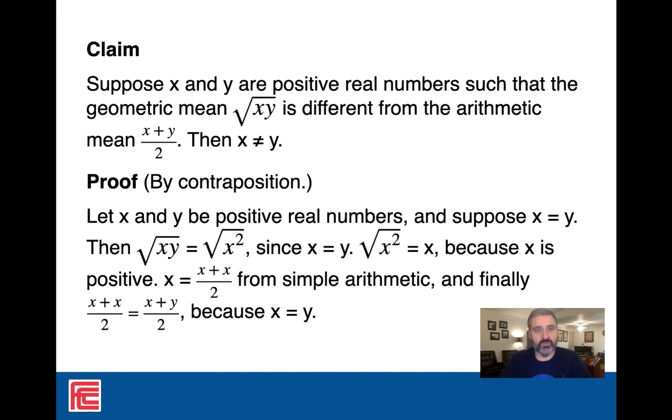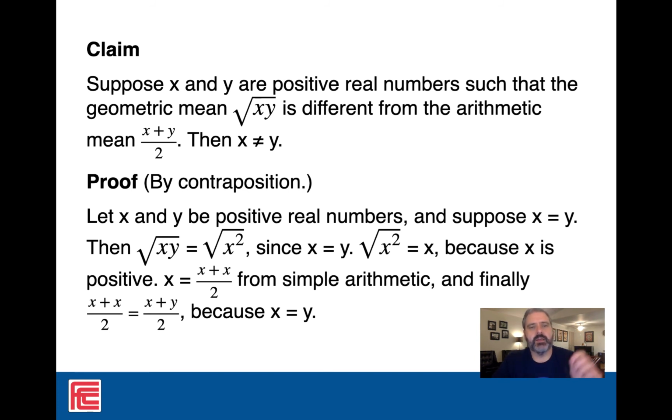I'm going to assume x does equal y, and then I'm going to try to prove that if x equals y, then the arithmetic mean and the geometric mean are the same, right? Not that they're different. So if these two things are different, that implies x is not equal to y. So what I'm going to do is flip it and say x is equal to y, and I'm going to prove that these two things are the same. All right? So if that's the case, let x and y be positive real numbers. The domain is still the same. And suppose x equals y.